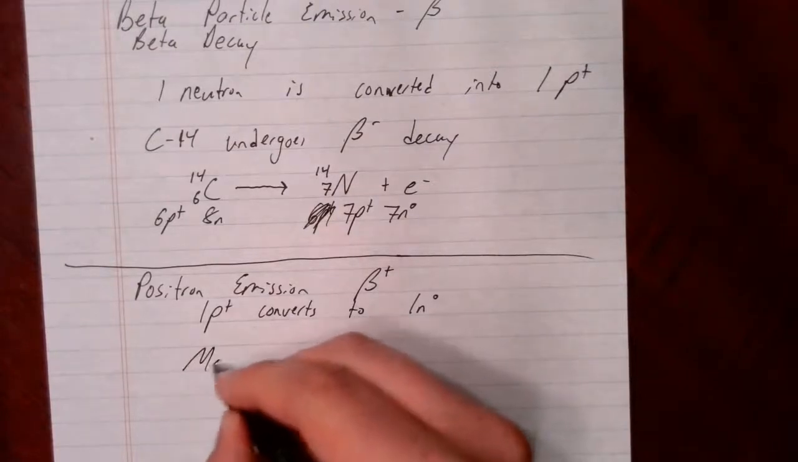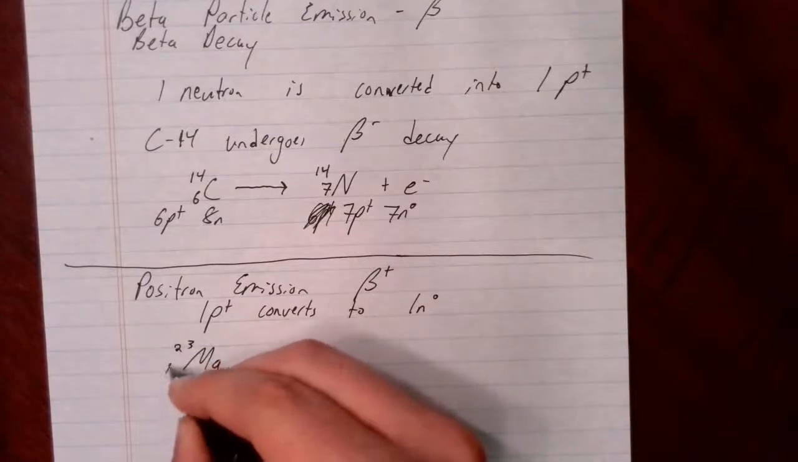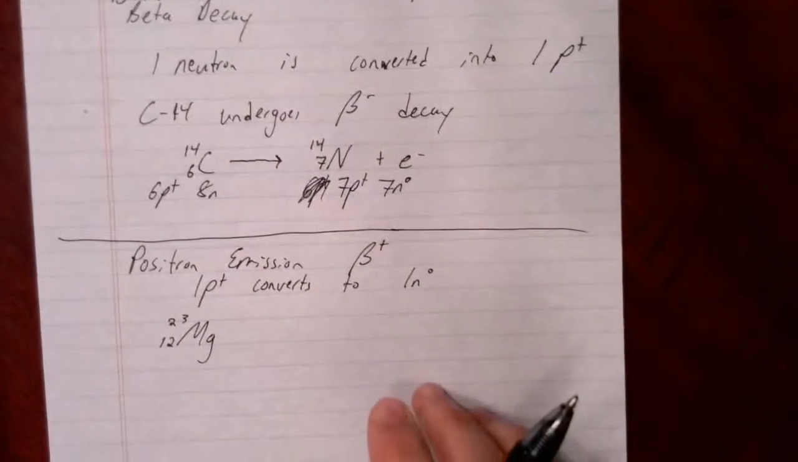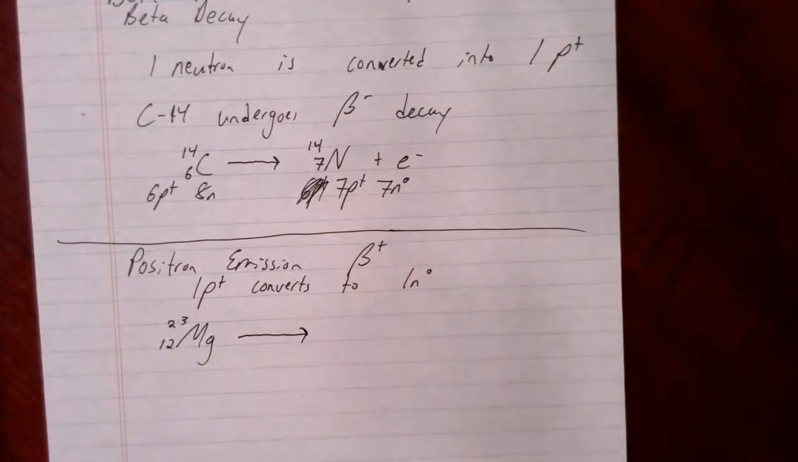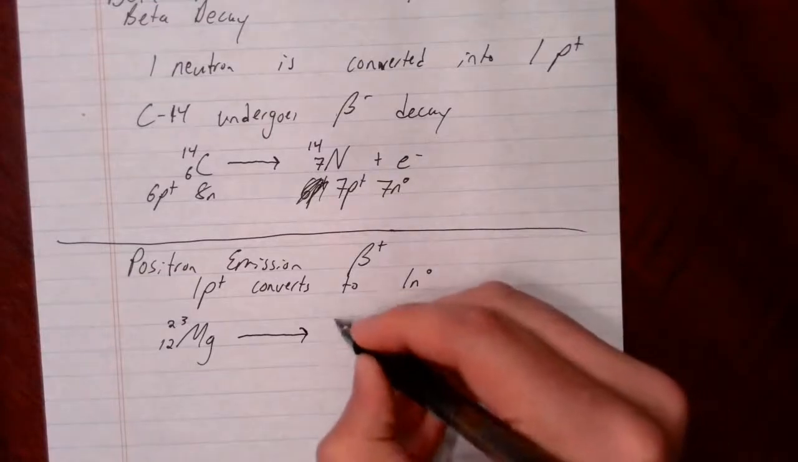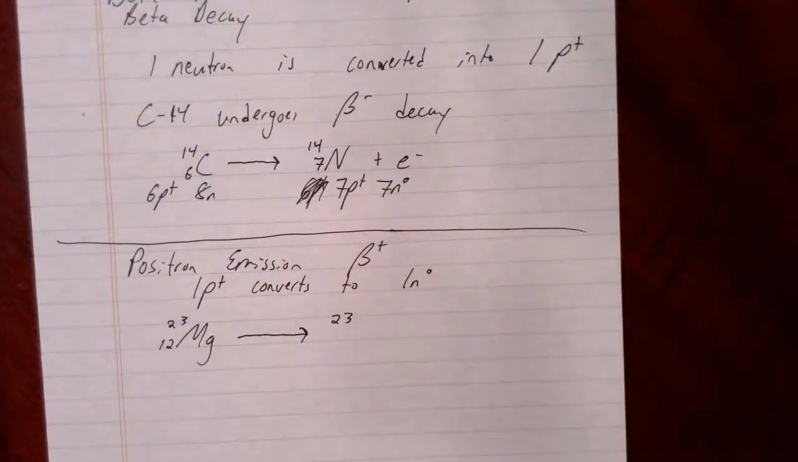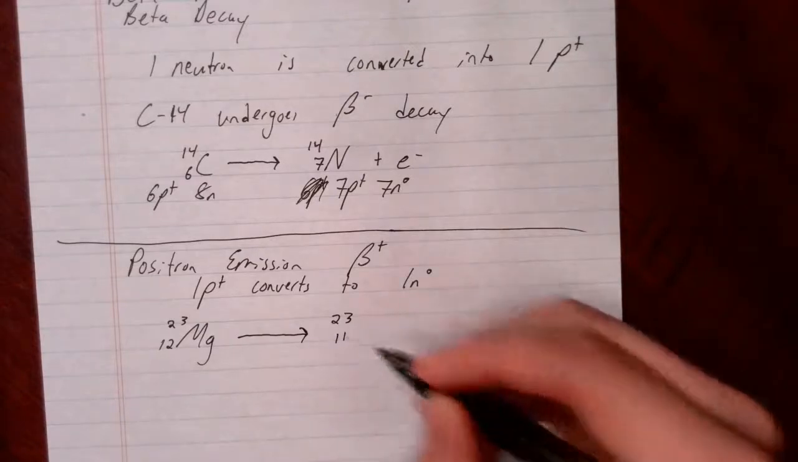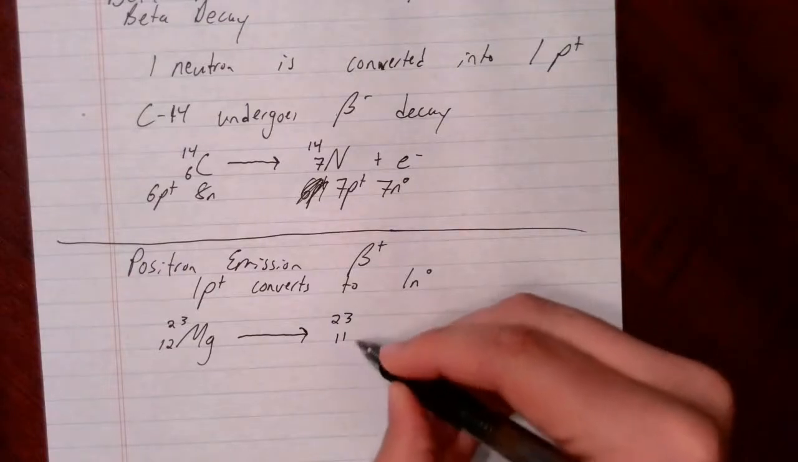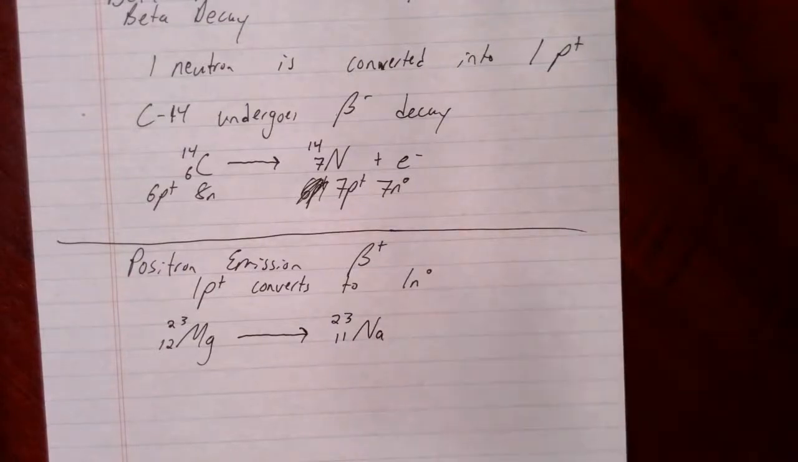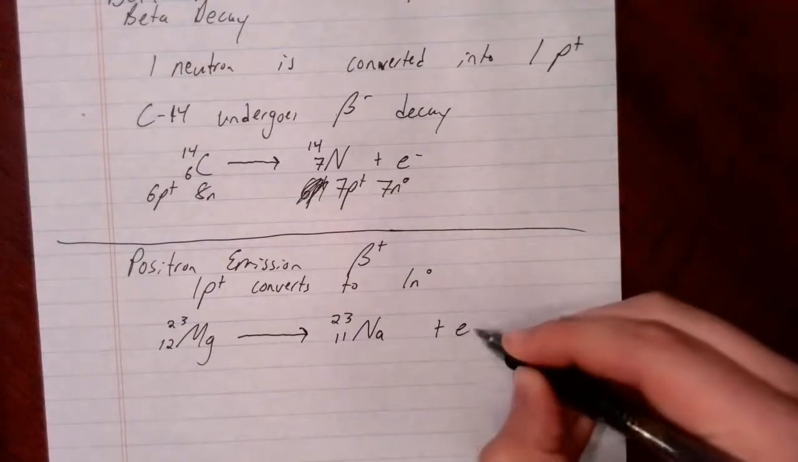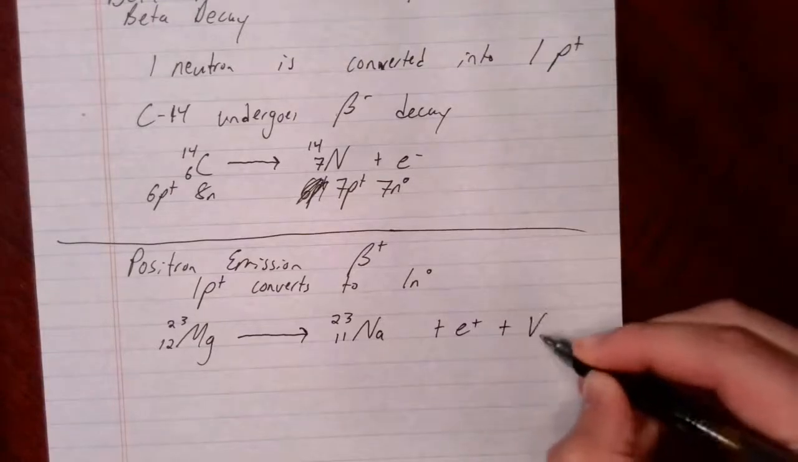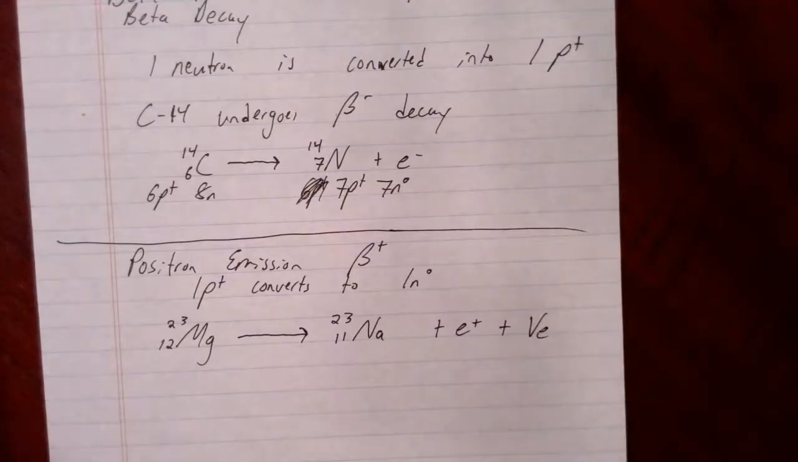So I can have magnesium 23. Okay, and if I know magnesium 23 is going to undergo a positron decay, I know 1 proton is going to become 1 neutron. So I know the mass is not going to change here because protons and neutrons have the same mass. But I know that 1 proton is going to be converted. So now I only have 11 protons. So if you look at element 11 on the periodic table, you find sodium. So you actually have a few other products here. You have a positron, plus you have a positron neutrino that we're really not going to worry about.